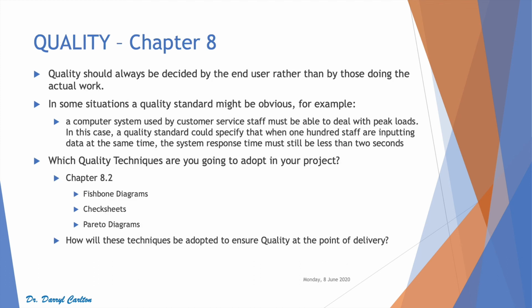Quality is covered in Chapter 8. Quality should always be decided by the end user rather than those doing the actual work. For example, a computer system used by customer service staff must be able to deal with peak loads. In this case, a quality standard could specify that when 100 staff are inputting data at the same time, the system response time still should be the same as when 2 staff are using it, and you get less than 2 seconds. And then you would scale your servers and equipment purchases to compensate for that.